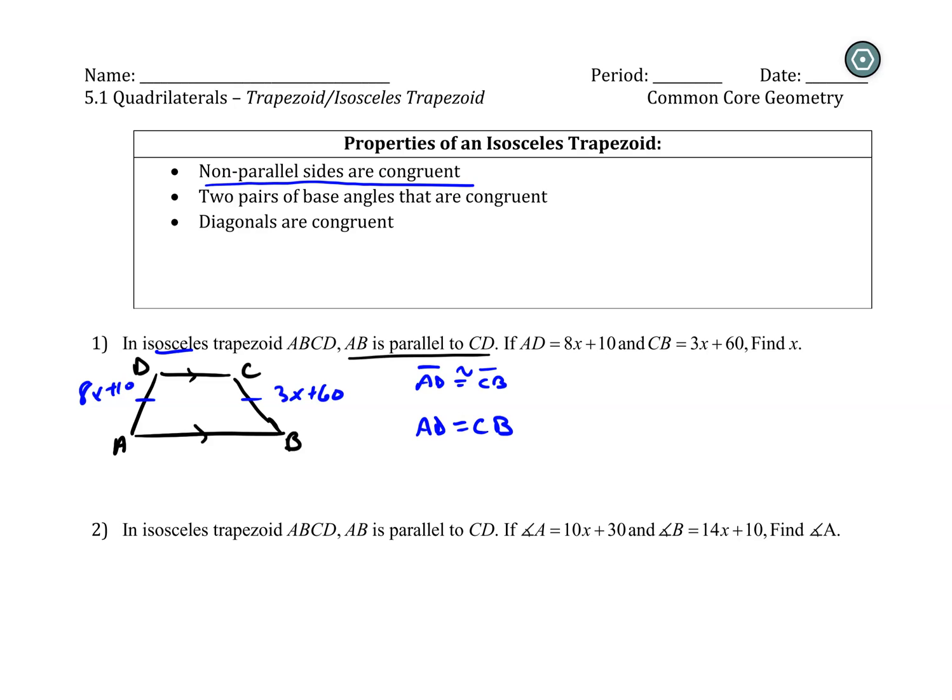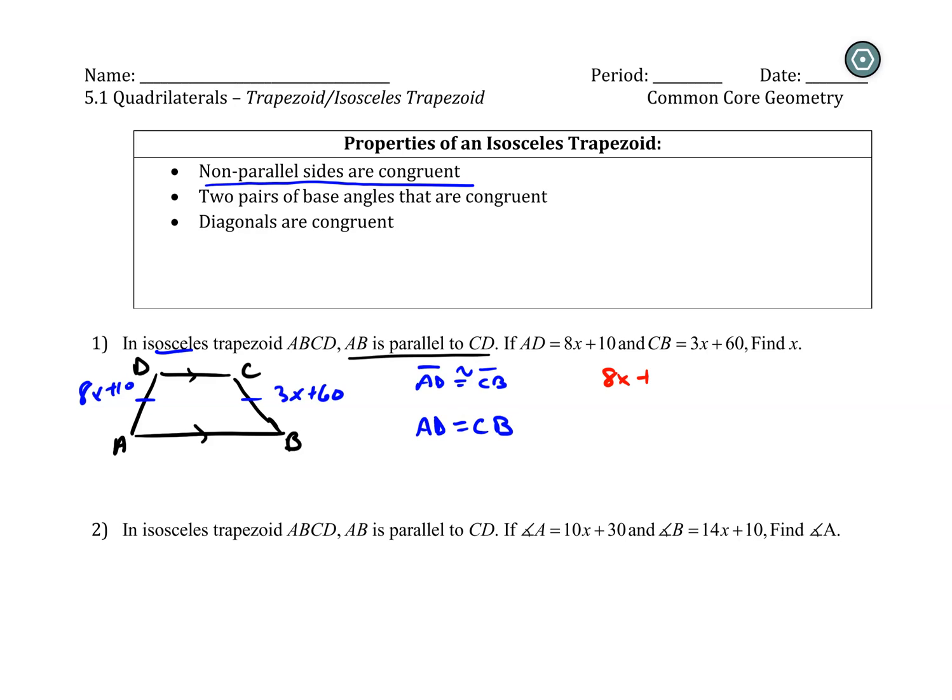length of CB. Symbolically here, it doesn't look very different, but notice with the congruency symbol, I have the line segment denotion on top. When I'm talking about two things that are just equal in their length or their measure, it's not required, so it's just AD is equal to CB. So algebraically here, let's actually do that.